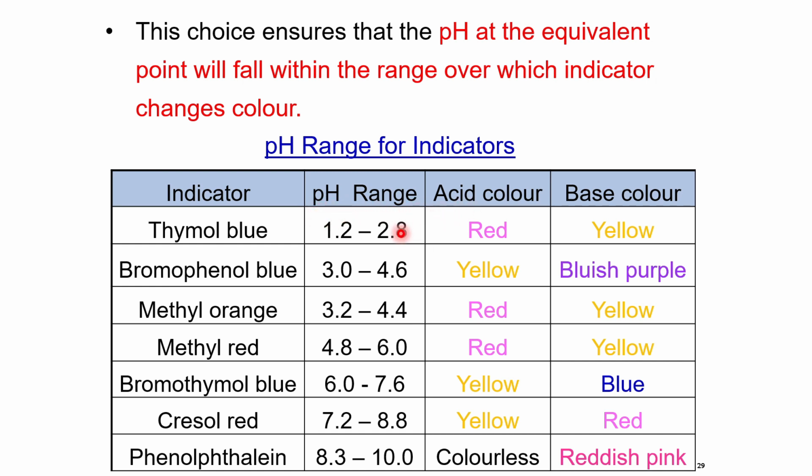So dalam acid, meaning 1.2, dia akan jadi red. So untuk dalam base, meaning higher than 2.8, dia akan jadi yellow. So selalunya kita guna yang ini, phenolphthalein, okay, because pH range kita dalam 7. Okay, untuk titration antara strong acid dengan strong base. So 7 tu ada antara 8.3 to 10. So initially dia colorless. So after dia achieve equivalent point, so kita akan dapat pale pink.